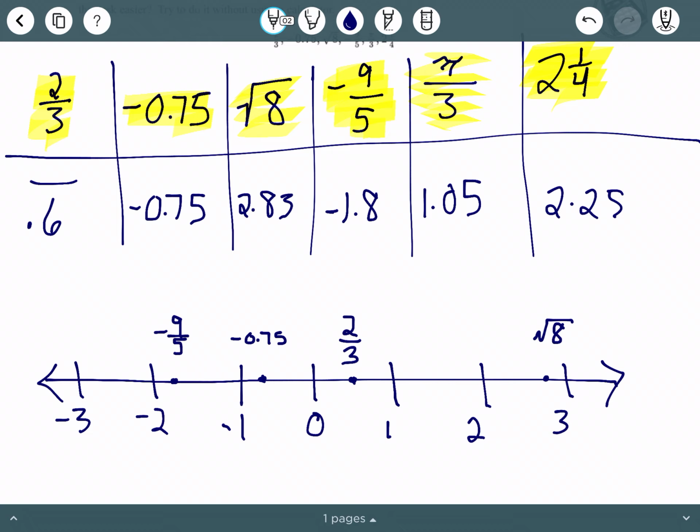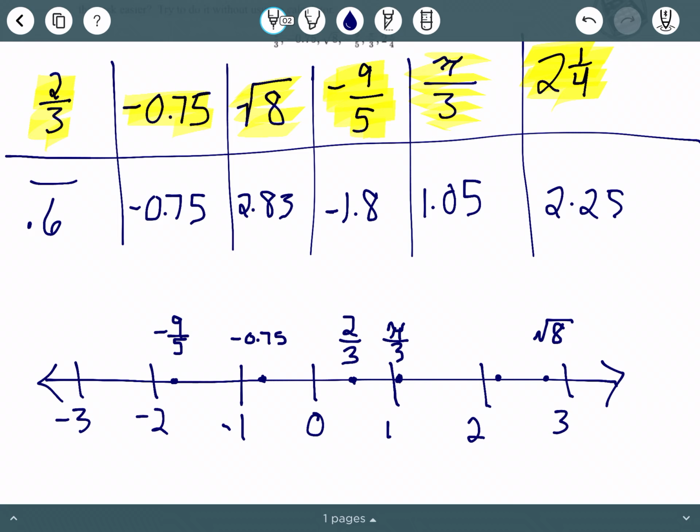Okay, the next one was pi thirds, or pi over 3, which is ever so slightly over 1. And again, that was pi thirds. Finally, our last one was 2.25, where 0.25 is going to be 1/4 of the way to 3. So that's going to be right here.